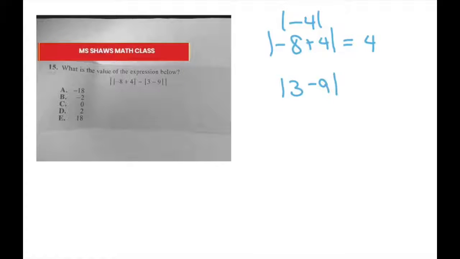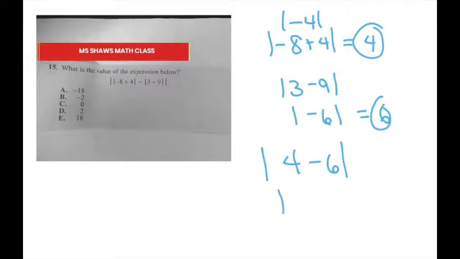Alright, and the next one. This is absolute value, so we're just going to take the absolute value of negative 8 plus 4. This is going to be negative 4, and the absolute value of negative 4 is 4. Then we're going to do the absolute value of 3 minus 9, which is the absolute value of negative 6, which equals 6. And then I'm going to substitute this in. So the absolute value of 4 minus 6, so that's the absolute value of negative 2, which equals 2. So the answer is 2.